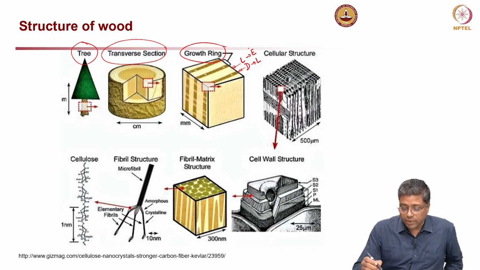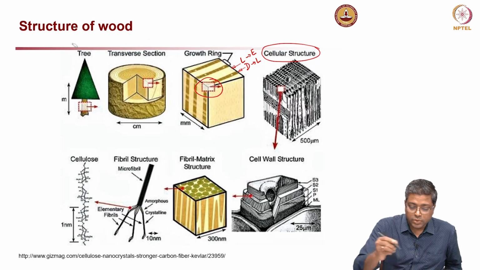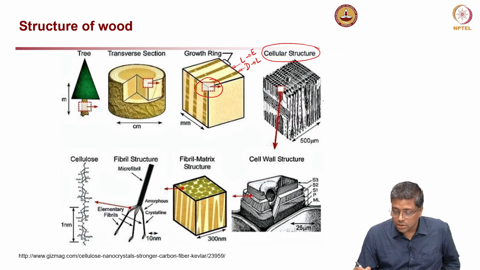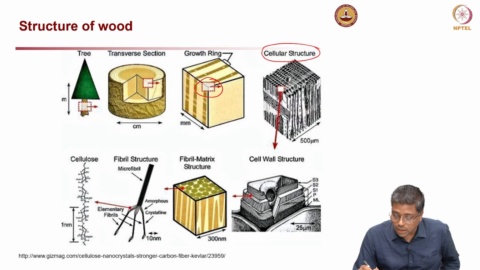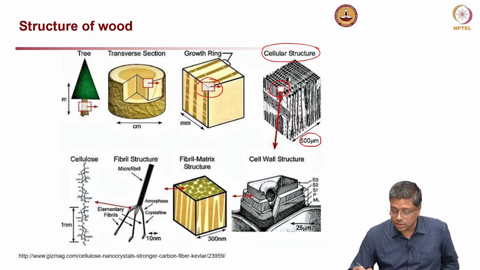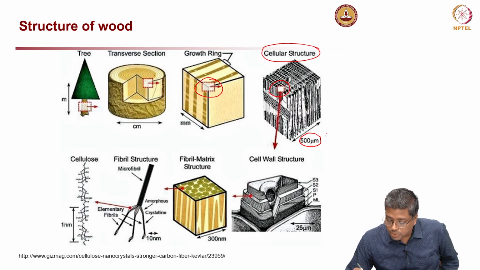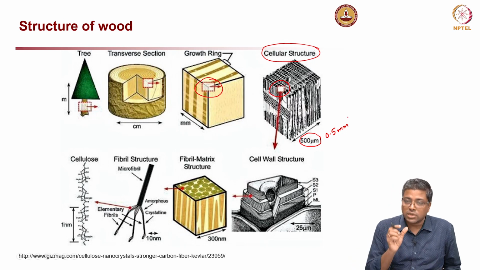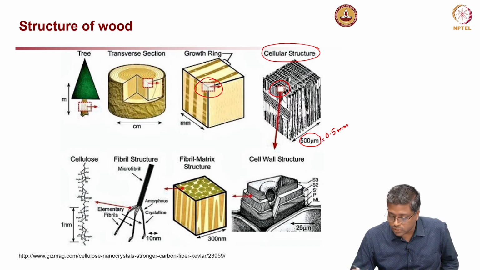Now if you look at this region here, you can see the close up of that cellular structure. Here you can see the cell walls, etc. Further going, you can also track the size we are talking about. This is about 0.5 millimeter, so a very small region we are talking about.